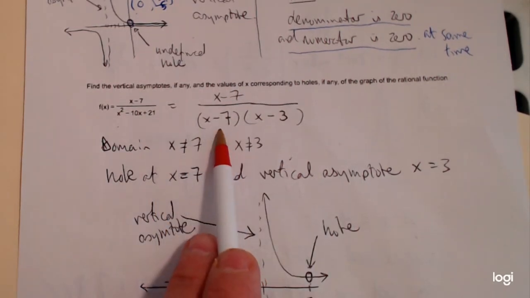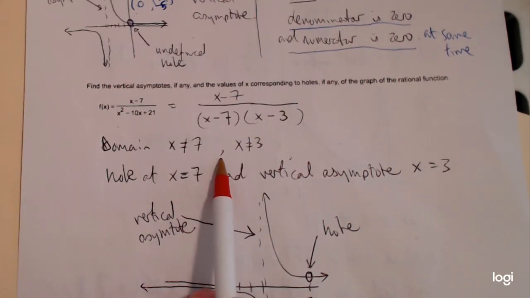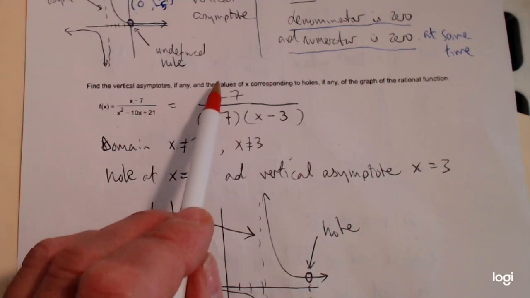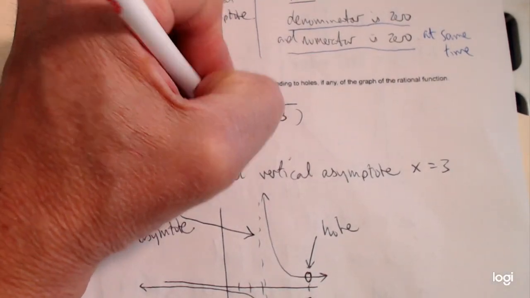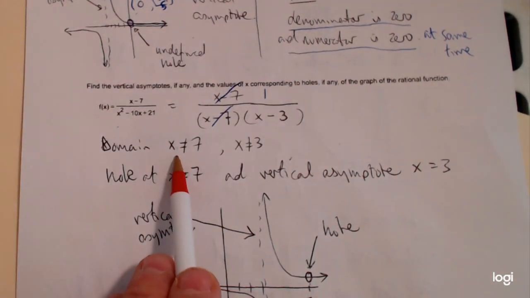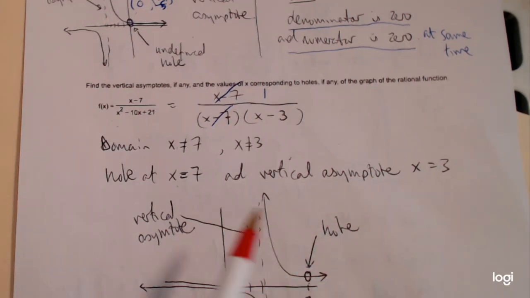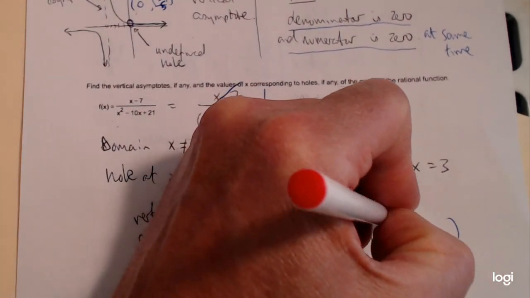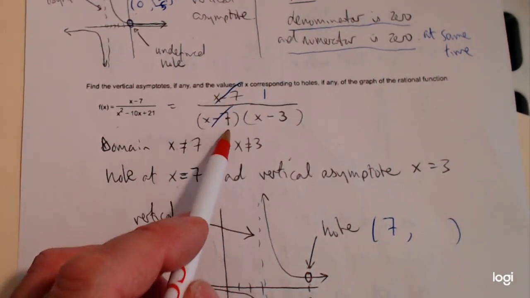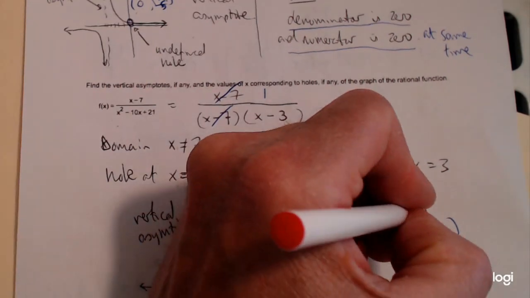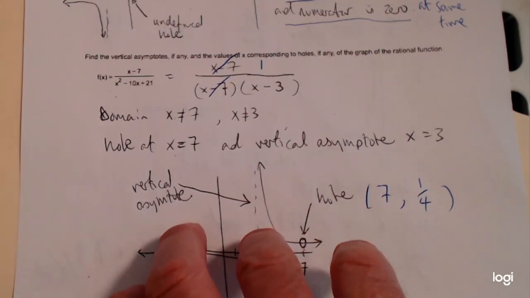I can't plug in 7 because 7 will make that 0. I can't plug in 3 because 3 will make that 0. But if I plugged in 7 here and I plugged in 7 here on the top and the bottom, I'd have 0 over 0. Again, I can't have 0 over 0. So x equals 7 will be a hole, and then x equals 3 will be a vertical asymptote. If you want to know what the coordinate of that hole is, simply cancel this and then plug in 7. There we go. See how easy that is?